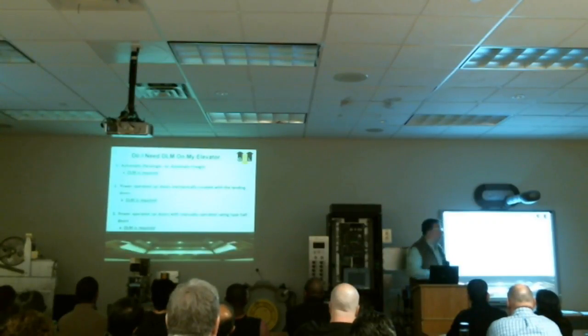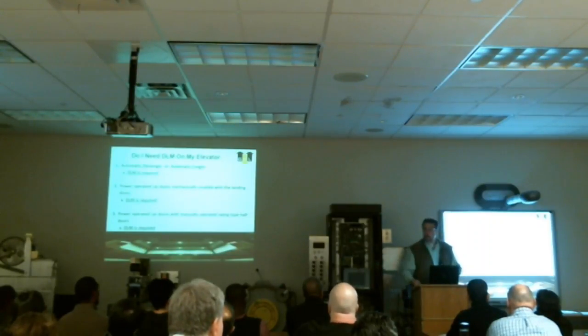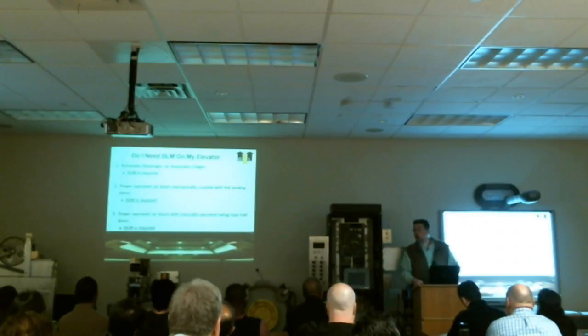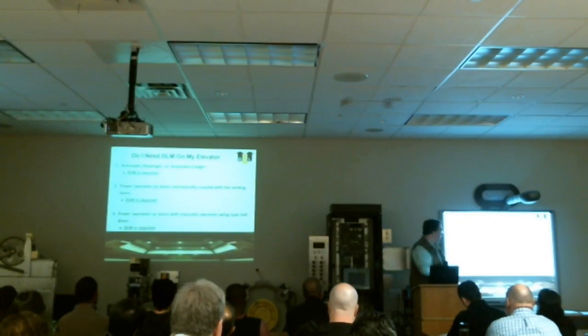And power operated car doors. So the car doors open and close automatically, but you have manual swing hall doors. I'm sure some of you have ridden those elevators, right, in apartment buildings. You have to manually open the hall door to get inside the elevator. And those are primarily in apartment complexes that you see that kind of door operation. So those are the requirements that you need to have door lock monitoring.